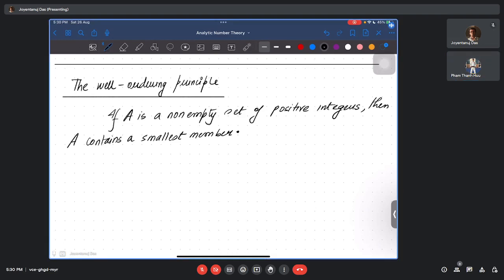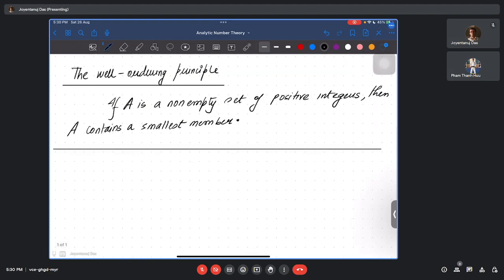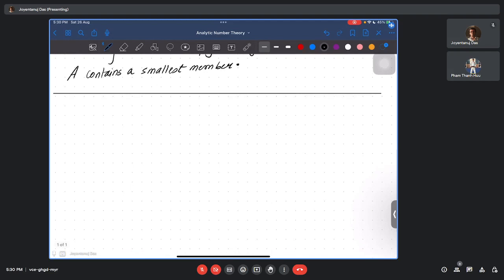So the thing is, we can actually prove the induction. The induction and the well ordering principle have a relation between them. So let us do that. Suppose we take, we'll prove that if mathematical induction holds, then the set has the well ordering principle. So let us prove that.